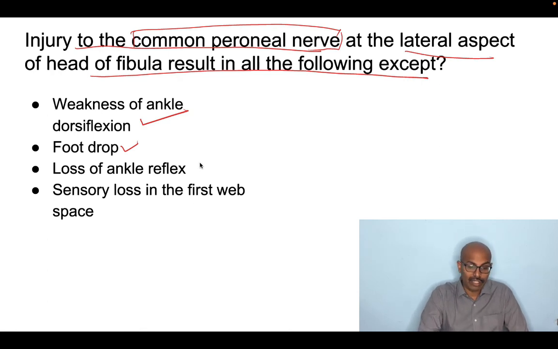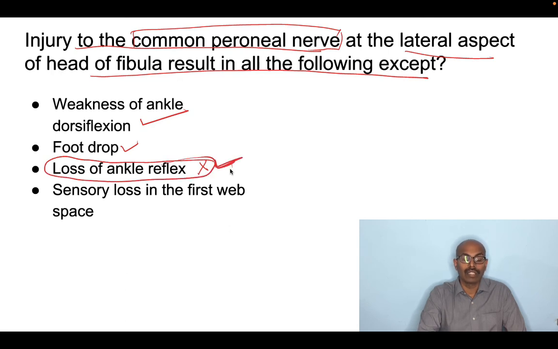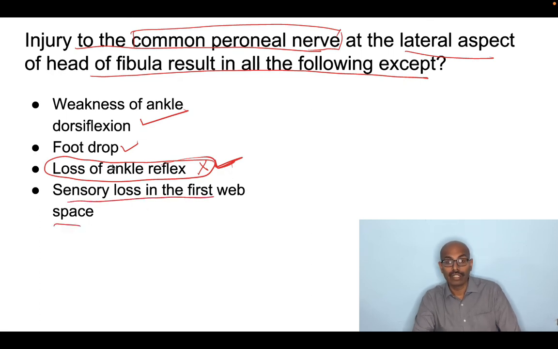Then loss of ankle reflex, no, the ankle reflex is by the tibial nerve. It is the tibial nerve and not the common peroneal nerve which causes the loss of ankle reflex. Sensory loss in the first web space, yes, there will be loss of sensation in the dorsum of the foot. The first web space is supplied by the deep peroneal nerve and the rest of the dorsum by the superficial peroneal nerve. And because it is a combined injury, the whole of the dorsum of the foot will be insensate. So the correct answer in this except question is loss of ankle reflex, which is mediated by the tibial nerve and not the common peroneal nerve.